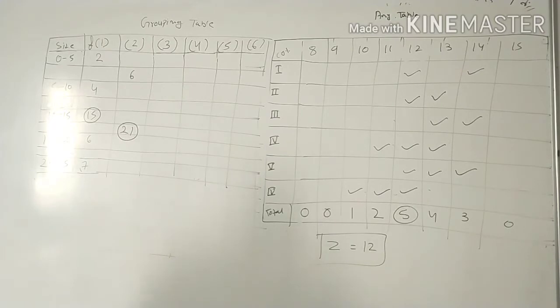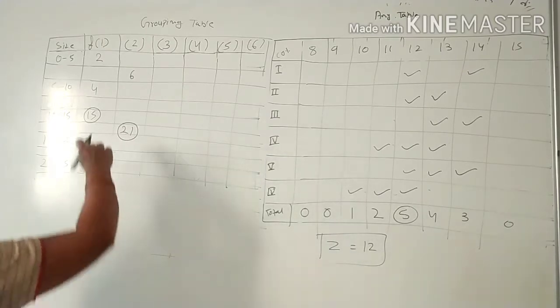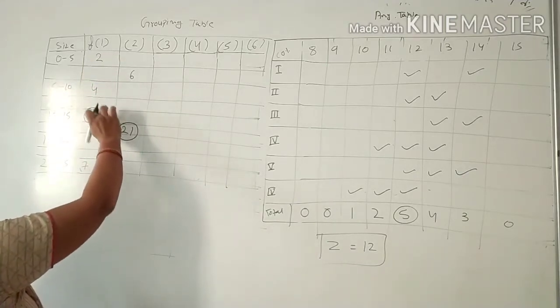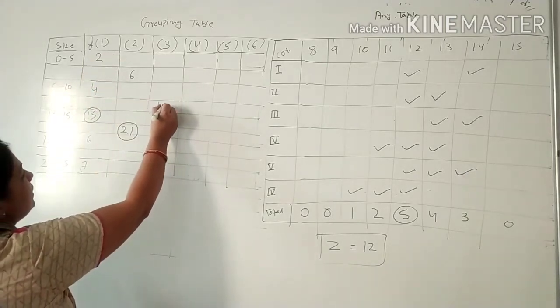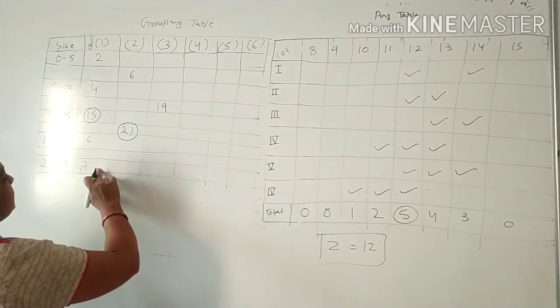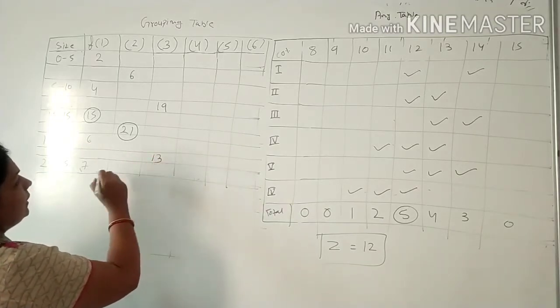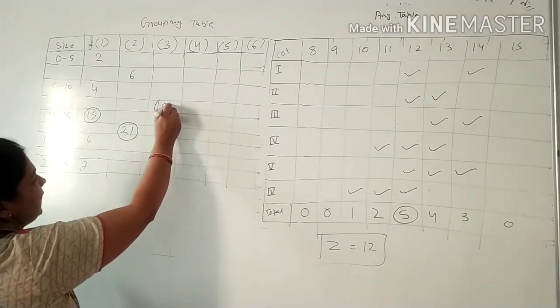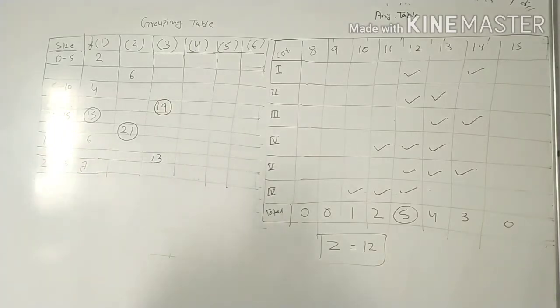Now, in the third column, what happened? We just find out the total of the 2 but skip first. Skip first and write down the total of the 2. 15 plus 4, it should be 19. And 6 plus 7, it should be 13. So, which one is the highest frequency? 19 is the highest frequency.